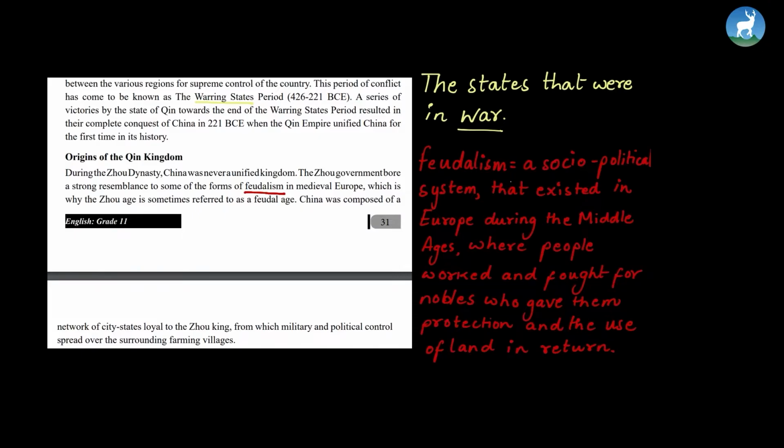Feudalism is a socio-political system that existed in Europe during the Middle Ages, where people worked and fought for nobles who gave them protection and the use of land in return. About 771 BCE, a barbarian invasion drove the Zhou rulers eastwards. During this time, the state of Qin became responsible for guarding the western frontier, and they gradually moved eastward and eventually occupied the original Zhou domains.